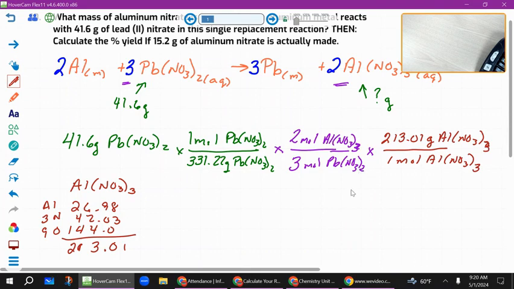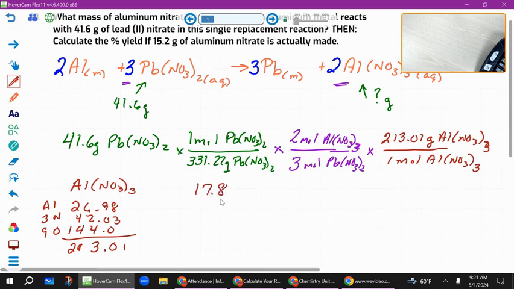Okay, so now I need someone to please take their calculator and do 41.6 times 2 times 213.01 divided by parenthesis 331.22 times 3, close the parenthesis and hit equals. I got 17.8, but I did it step by step. Okay, so that's what I got.